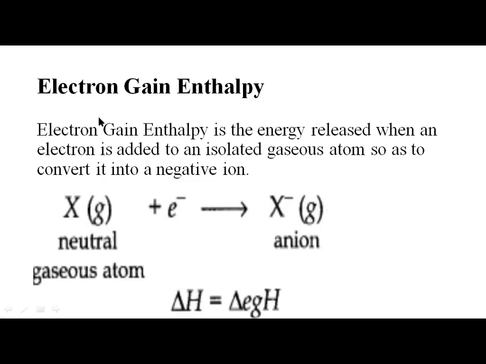Moving to the next one, that is electron gain enthalpy. So what do we mean by electron gain enthalpy? Electron gain enthalpy is the energy released when an electron is added to an isolated gaseous atom. It's the opposite of ionization energy.